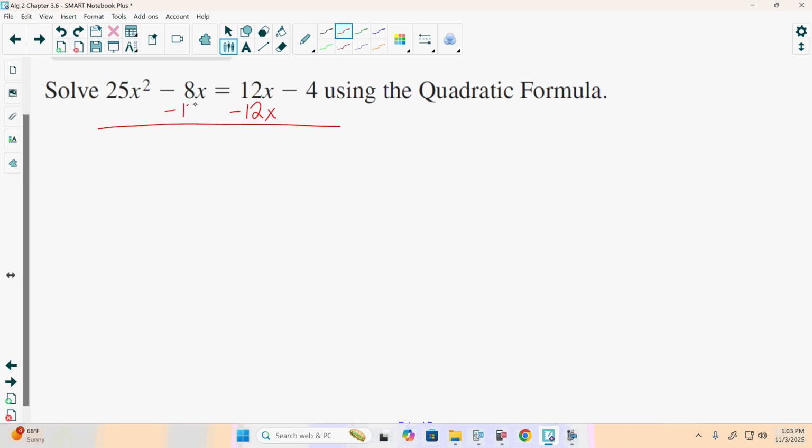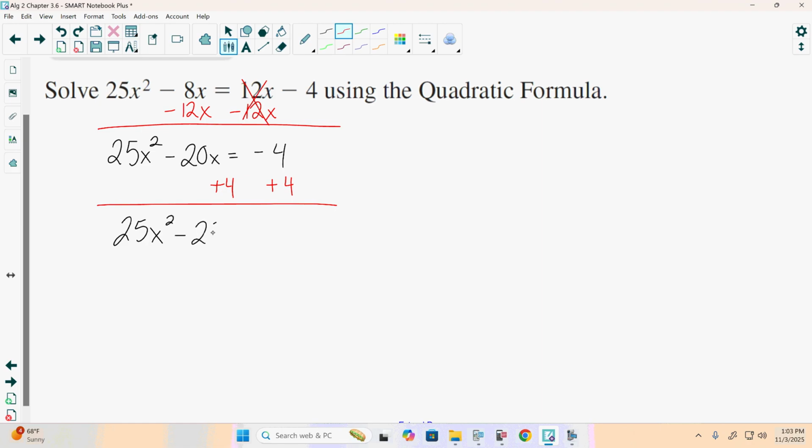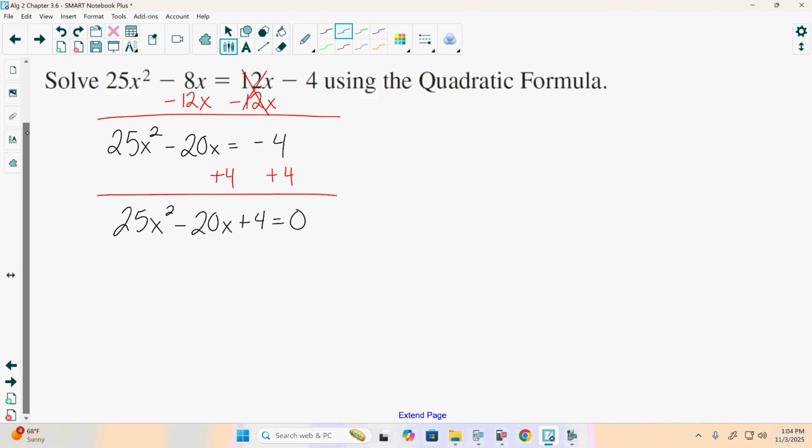So the first thing we can do is subtract 12x. Now 12x minus 12x cancels. 8x minus 12x is going to be negative 20x. Is equal to negative 4. Then we would add 4 to both sides, telling us 25x squared minus 20x plus 4 is equal to 0.